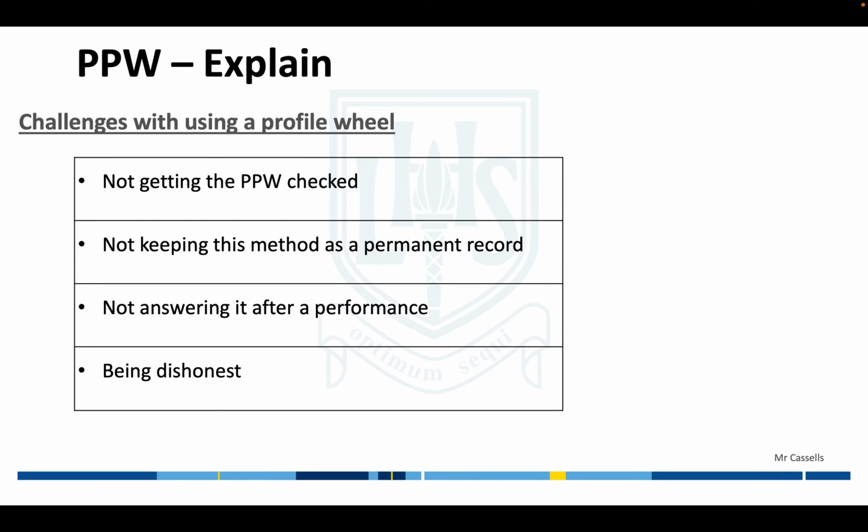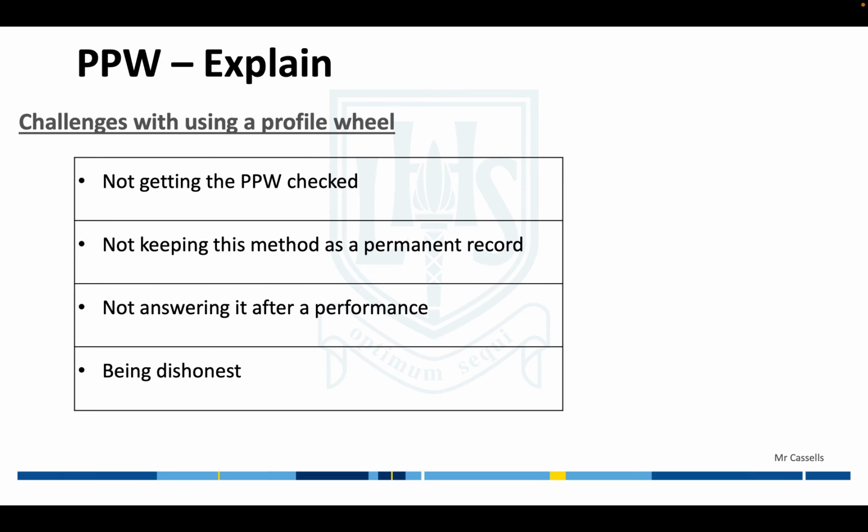Okay, so we're now going to look at a second explain question, and this one's going to be to do with challenges associated with carrying out the profile wheel. When we're talking about challenges with carrying out the method, this is things that might make our data unreliable or invalid. So for example, not getting our performance profile wheel checked by a coach, that's something that could make our data unreliable. Not keeping this method as a permanent record, that means that at the start of our PDP you're going to fill out a profile wheel, and it's important that you keep that baseline test so that you can compare back to it as a permanent record.